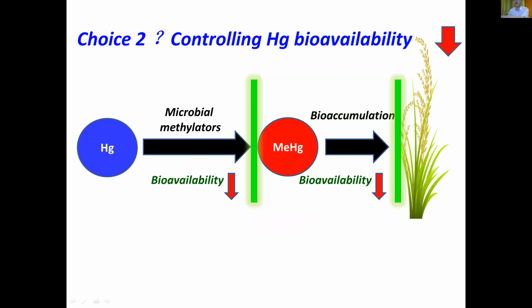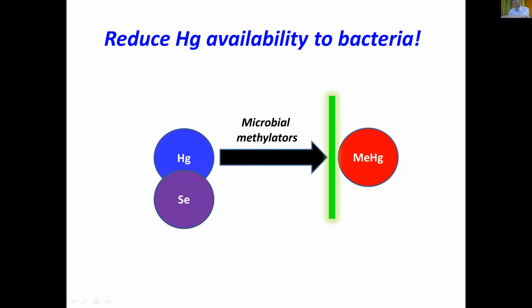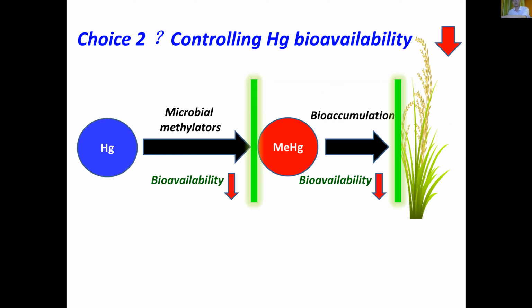So in the next few slides, I want to show our recent progress in using these two methods to control mercury bioavailability and to reduce mercury bioaccumulation in the rice plants. So for the first process, we tried one very special element, which is called selenium. I'm not sure how many people are familiar with this element.